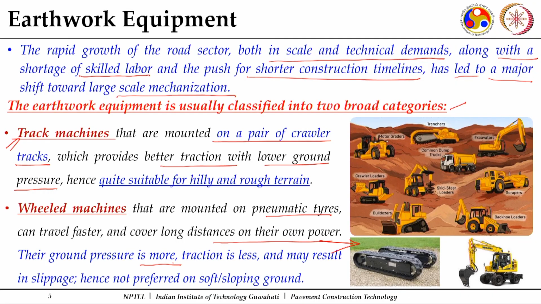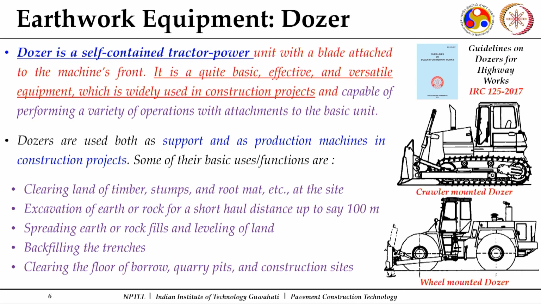In most cases where crawler tracks are there, you have to shift these machines using some other machinery from one construction site or one place to the other. With pneumatic tires, the ground pressure is more, traction is a bit less and may result in slippage. So this may be one concern, specifically because the traction is less and hence they are not preferred on soft and sloping grounds.